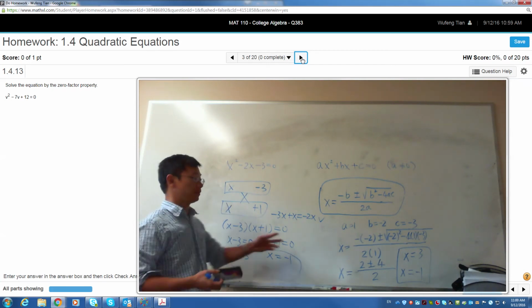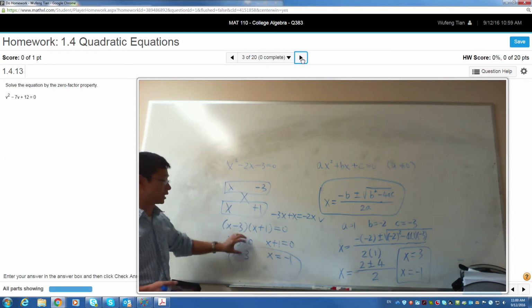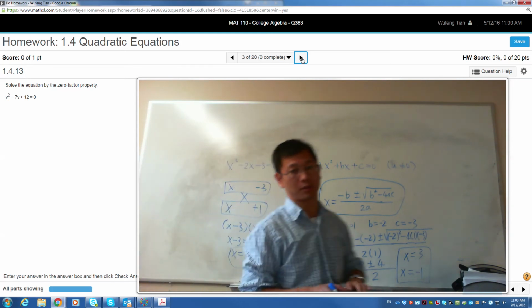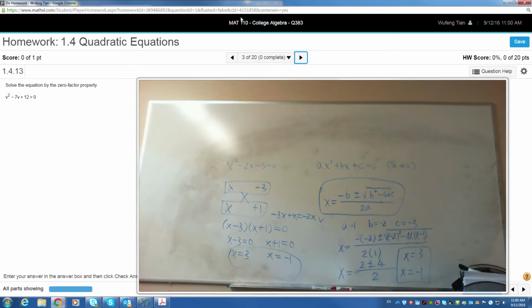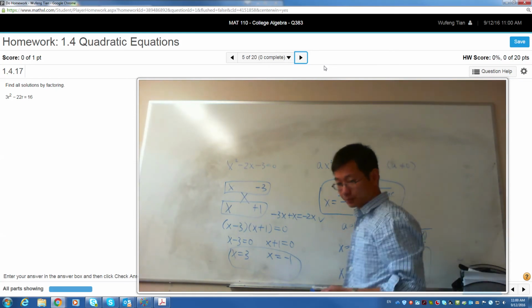So even if you don't know how to use factoring, if you forgot how to factor it, sometimes it's not easy to factor, and you still can use the quadratic formula. You can factor that one, or you can use the quadratic formula. Okay, so this is a little bit different. It says find all solutions by factoring. Well, if it says by factoring, for sure you can factor it. But if you forgot factoring, you can do the quadratic formula. Okay, that's a little bit different for this one.